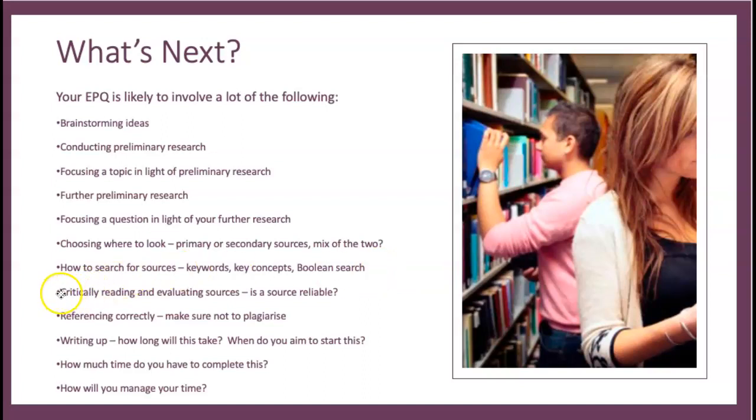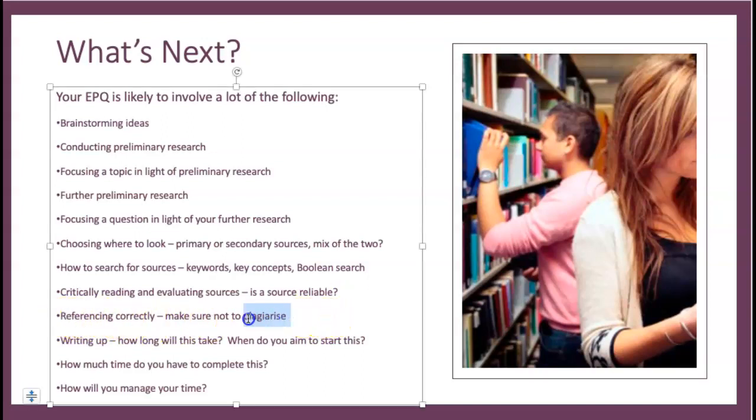You're going to be looking at critically evaluating your reading and your sources. As you saw when I talked about Wikipedia before, we can't simply take things off the internet. We need to analyze them and decide whether they are good sources of information or not, okay? We are going to be doing stuff on referencing to make sure that you don't plagiarize. That means copying people's ideas. And then we're going to start to think about writing this up and planning your final presentation.